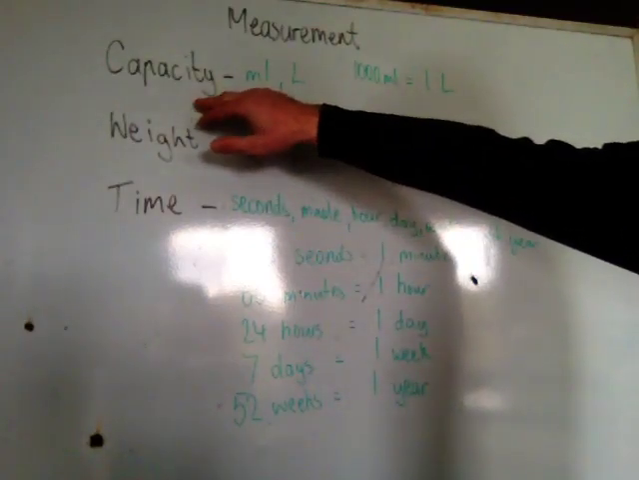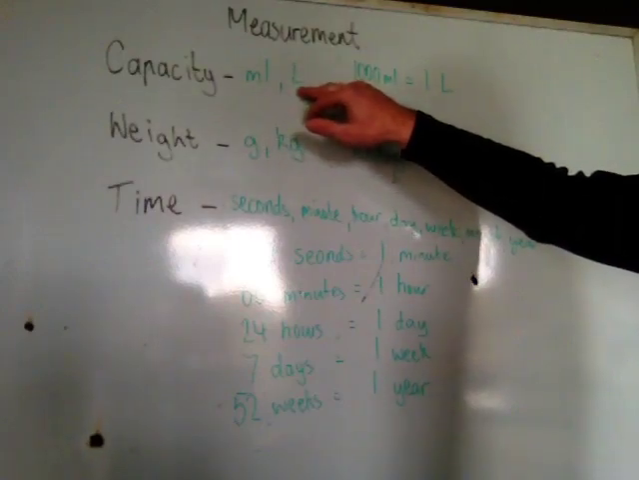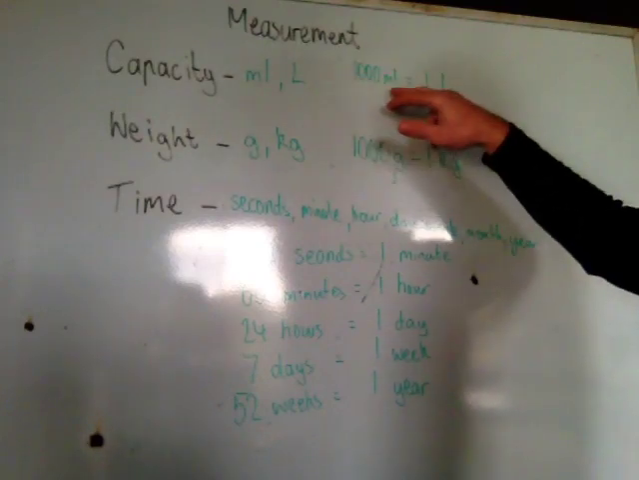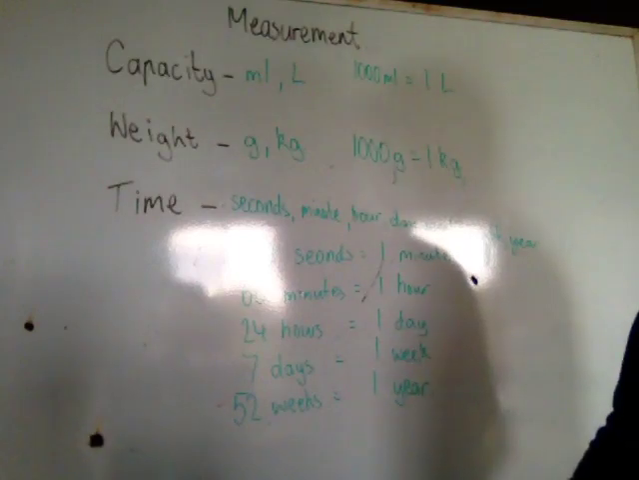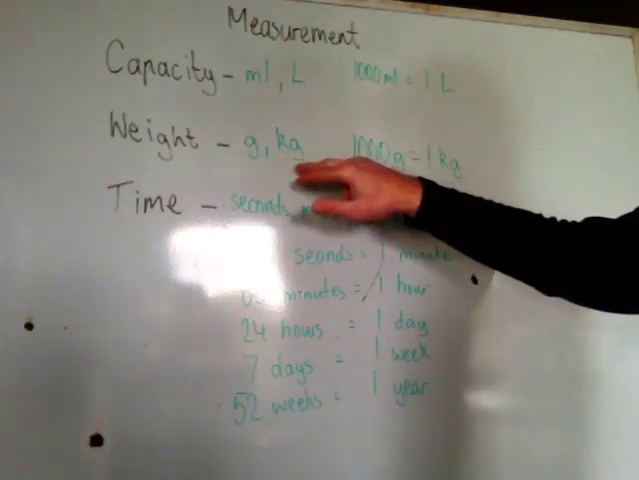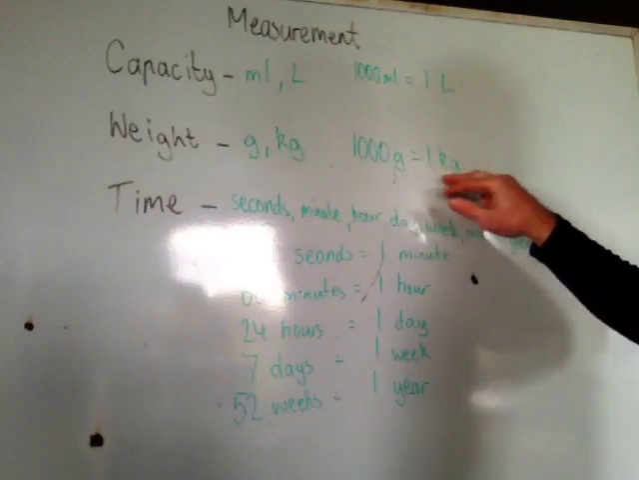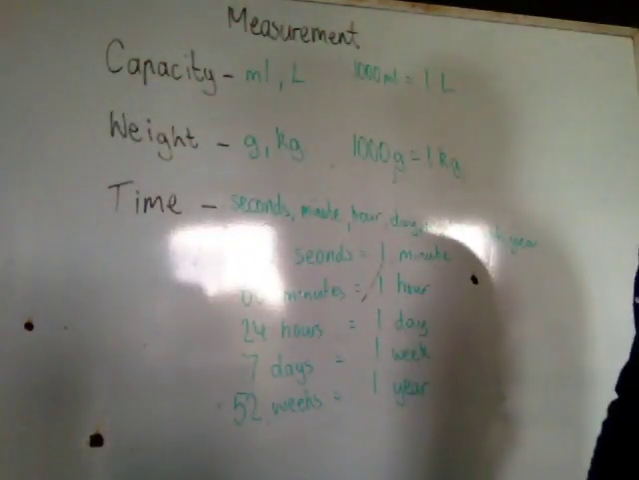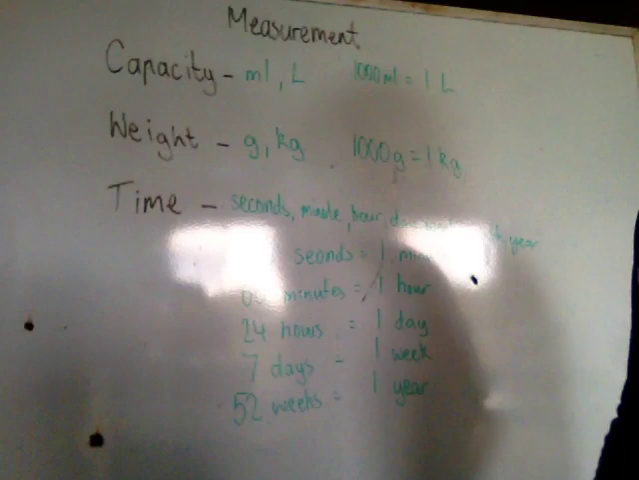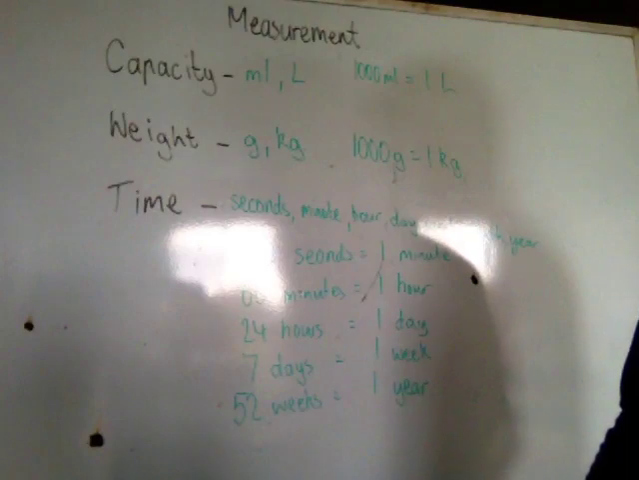Okay, now capacity is all about millilitres and litres. So that is what capacity is. Now, the one thing that we need to understand is that 1,000 millilitres equals 1 litre. Okay, in weight, we work in grams and kilograms. And what you need to remember is 1,000 grams equals 1 kilogram. Now, these are basically the same as a measurement in length because they work to the powers of 10. So you just sort of need to move the decimal points or the zeros whichever way you're going.